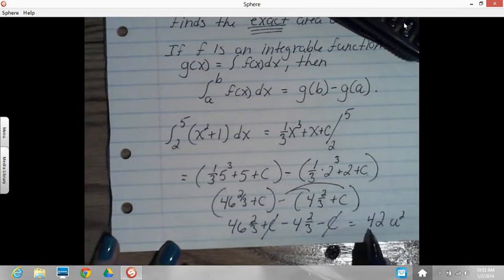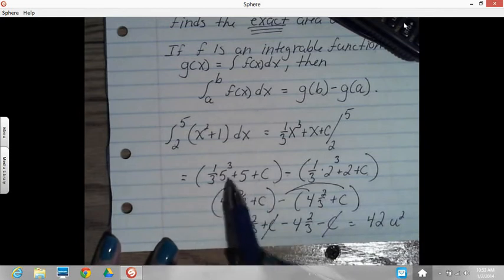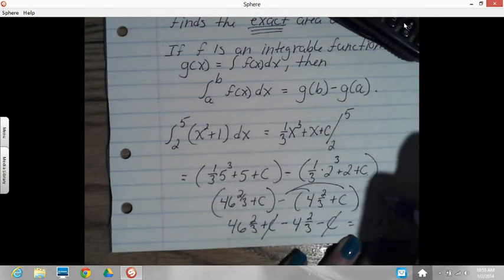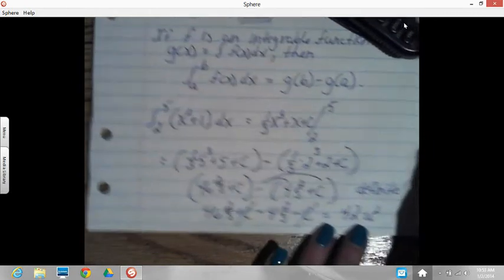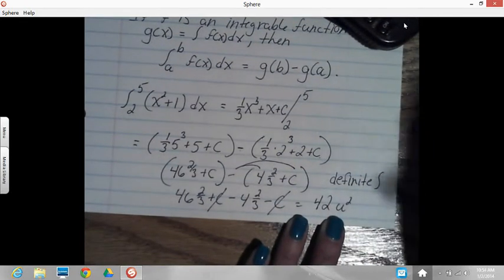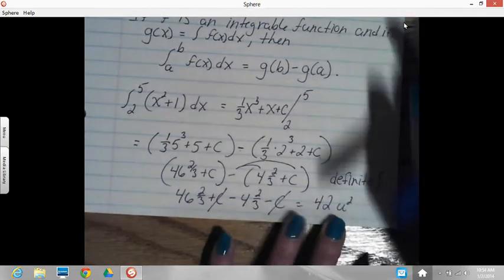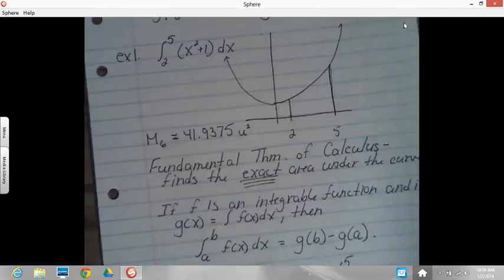What you're finding right now is called a definite integral, where the ones with the plus c on them are indefinite integrals. So you've now just calculated your first exact definite integral. Definite integral, because you found an actual value for it. So we're just practicing the fundamental theorem. Easy stuff, as long as you can integrate.